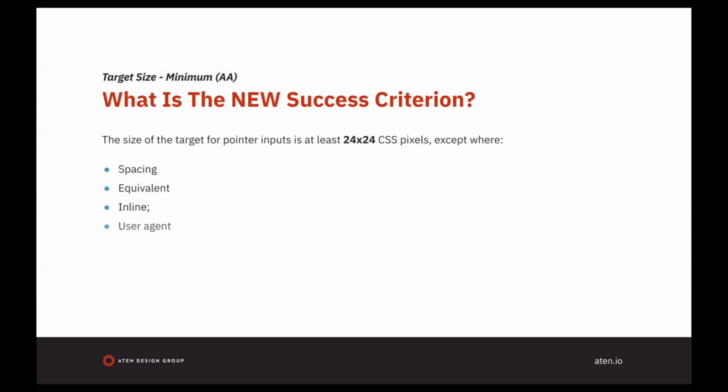There are some exceptions to this 24 by 24 pixel rule, but these are more in reference to common sense things like maybe having an equivalent way to achieve the action as well. So maybe the link is small, but further down on the page, there's actually a big CTA that has you do that same thing. Or maybe it's smaller social buttons, but those same social buttons are really large further down on the page. So you have that alternative way.